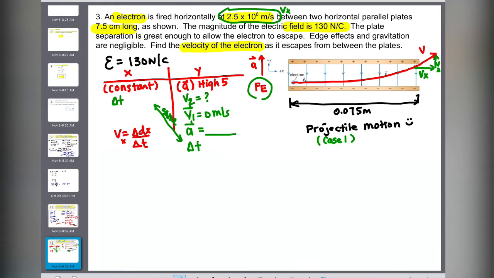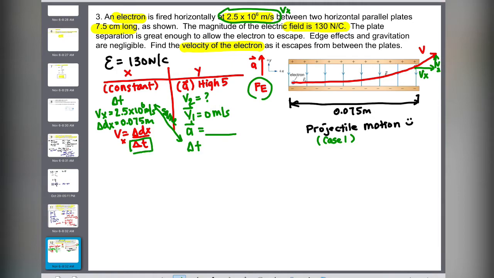All right, so let's work out what we can find along the y and the x. Let's just fill in everything that I have. Velocity, so in the question, they told you velocity x, right? So Vx is 2.5 times 10 to the 6 meters per second. They also told you that the width, meaning the displacement along the x, is 0.075 meters.